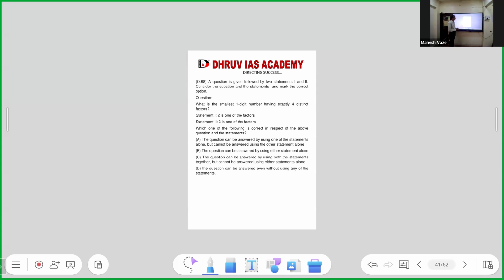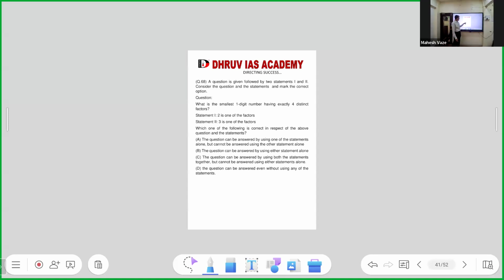Statement 1: 2 is one of the factors. Statement 2: 3 is one of the factors. Now which one of the following is correct in respect of the above question and the statements? The first option is the question can be answered by using one of the statements but cannot be answered using the other statement. Means one statement is sufficient but the other is not sufficient. The second: the question can be answered by using either statement.